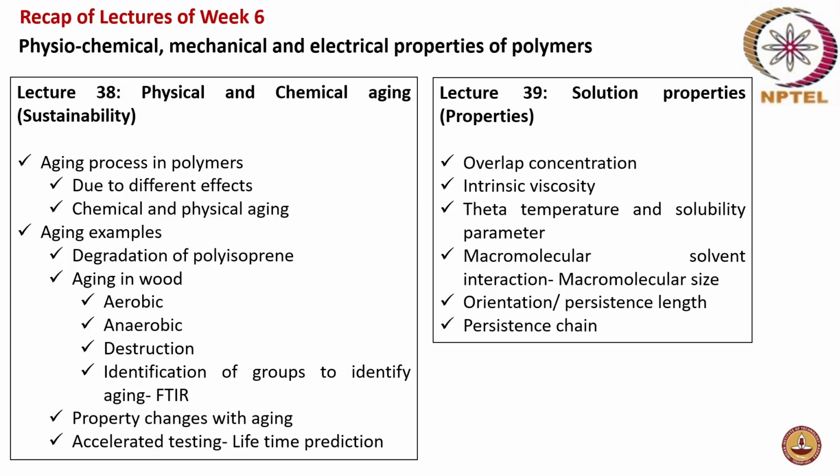Next, lecture 39 was on solution properties. So the concept of overlap concentration was discussed, right? Based on the solvent and polymer interaction, right? Below the overlap concentration, it is a dilute solution, where the solvent polymer interaction is more, whereas beyond the overlap concentration, the polymer polymer interaction is much more than the solvent polymer interaction. And then the intrinsic viscosity was discussed, right? Intrinsic viscosity is nothing but when your concentration nearly goes to zero, right?